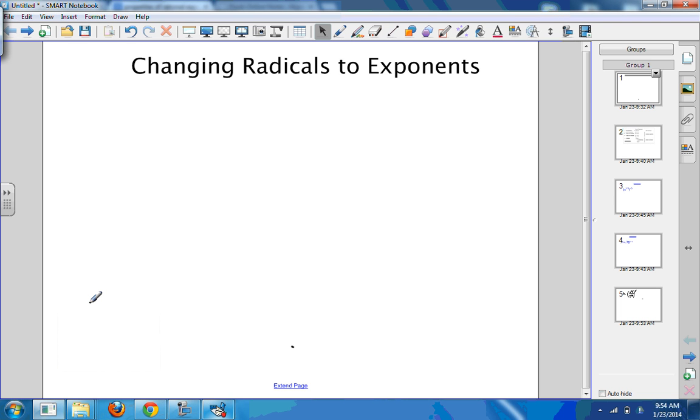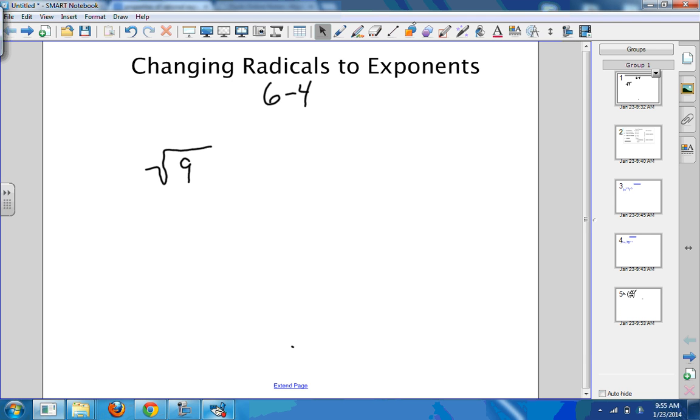So what we're working on this lesson is changing radicals to exponents. And it is 6-4 in your books. So changing radicals to exponents. We've been working with radicals. So if I have something like the square root of 9, we know that the square root of 9 is 3, hopefully. But we can also change this to an exponent.